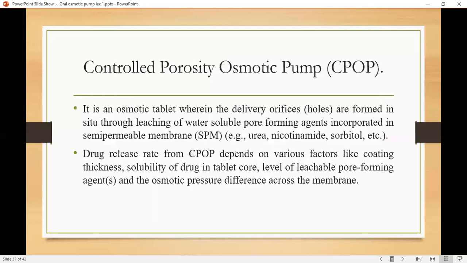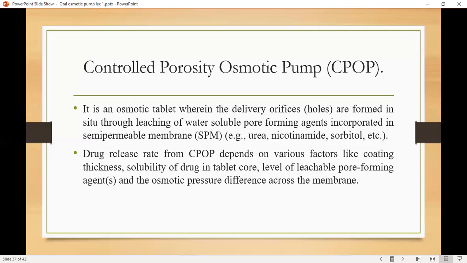Controlled porosity osmotic pump. It is an osmotic tablet wherein the delivery orifices or holes are formed in situ through leaching of water-soluble pore-forming agents incorporated in the semi-permeable membrane, like urea, nicotinamide, sorbitol, etc. Drug release rate from CPOP depends on various factors like coating thickness, solubility of drug in tablet core, level of leachable pore forming agents, and osmotic pressure differences across the membrane. So these are the controlled porosity osmotic pumps.